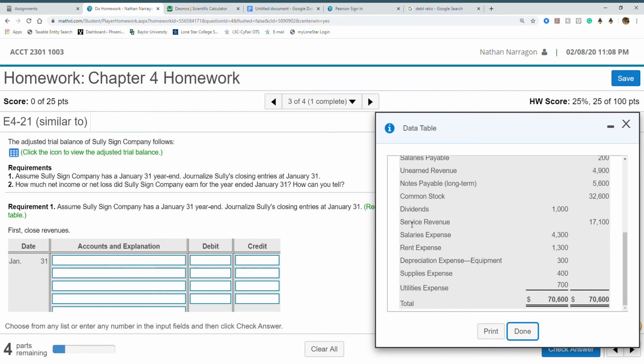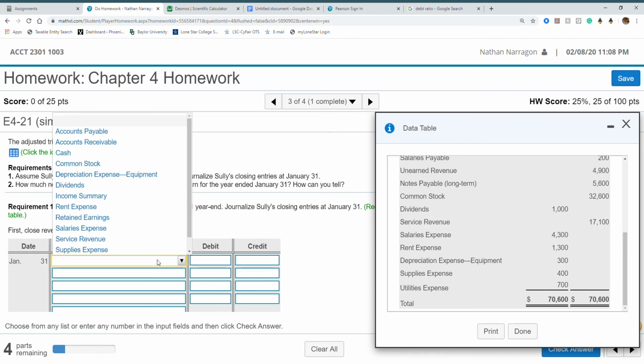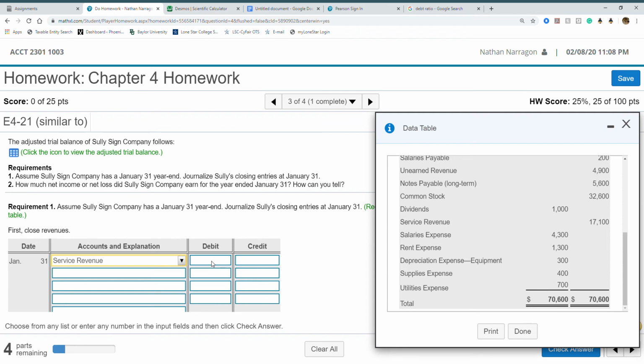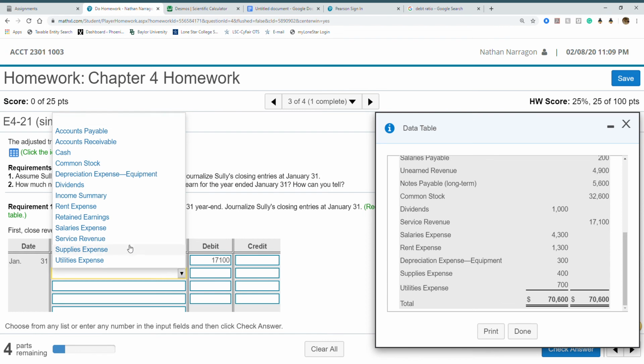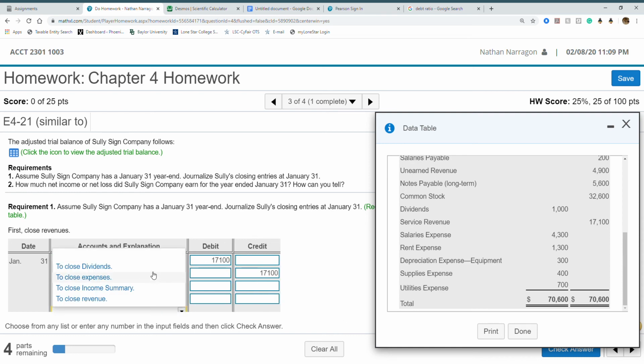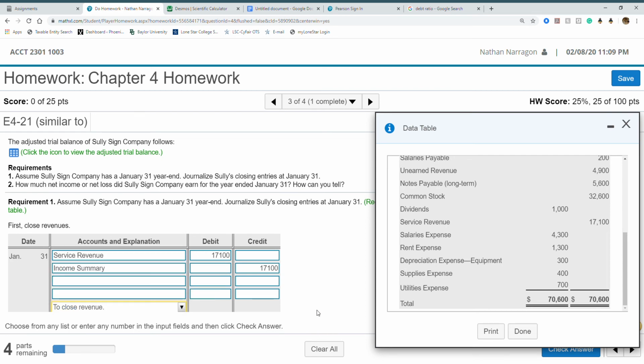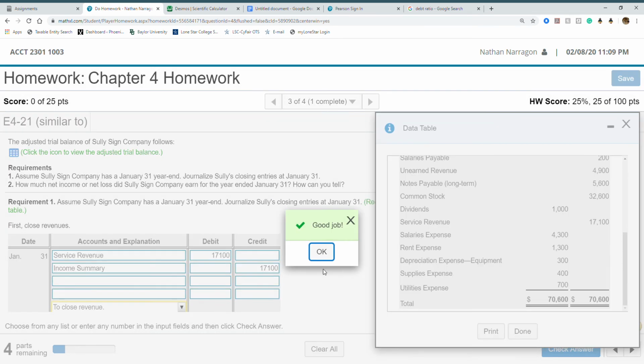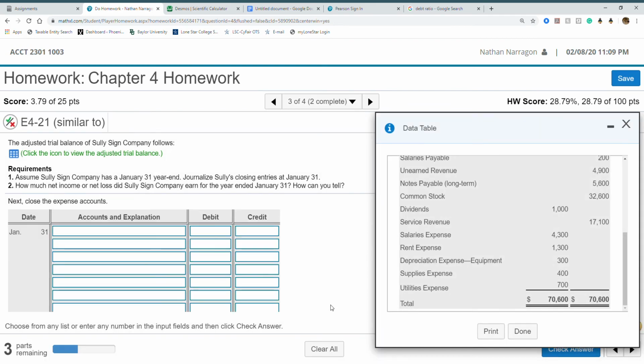So taking your trial balance, here's our service revenue. And remember, that's a positive amount for them. So we have to do the opposite to close it to bring it to zero. So that means we're going to take service revenue. We're going to debit 17,100. And we're going to credit income summary by 17,100. Okay? And then of course you gotta put your explanation to close revenue. Check. Good job.